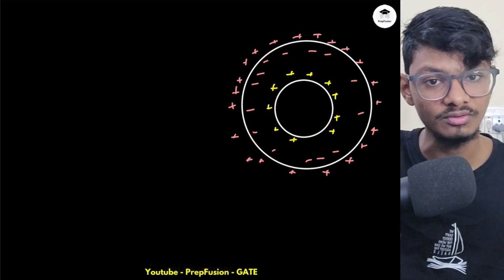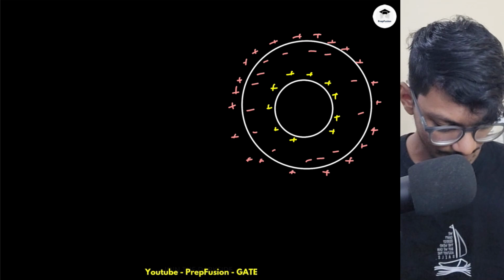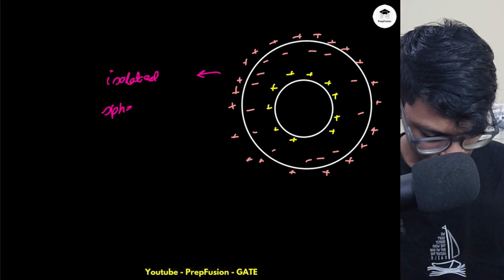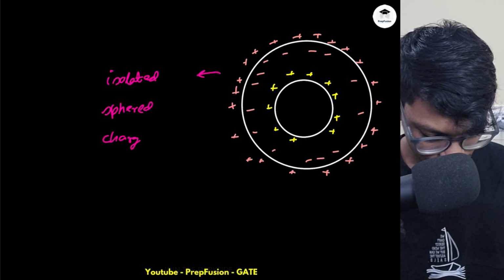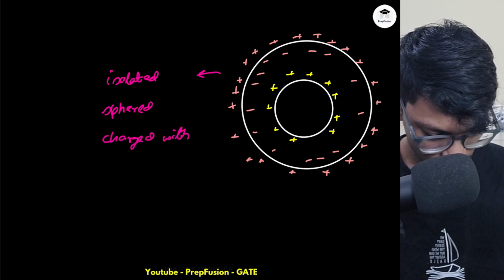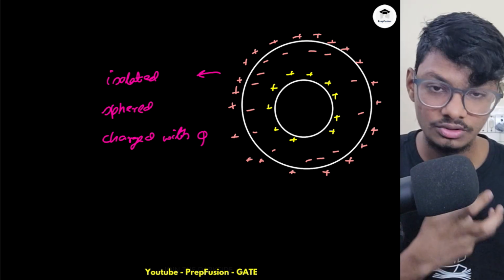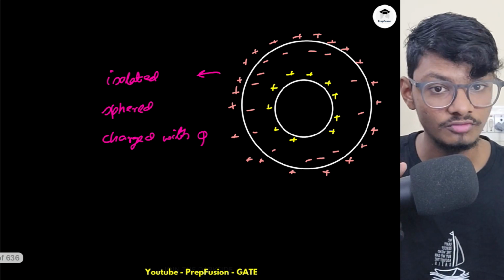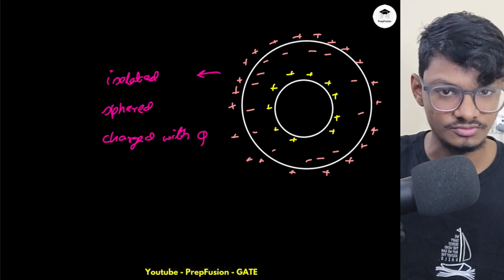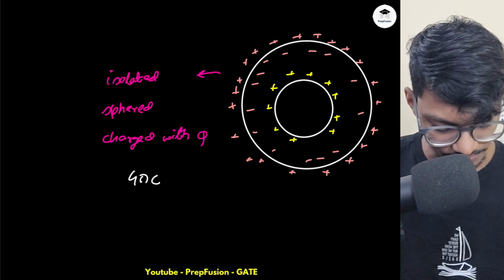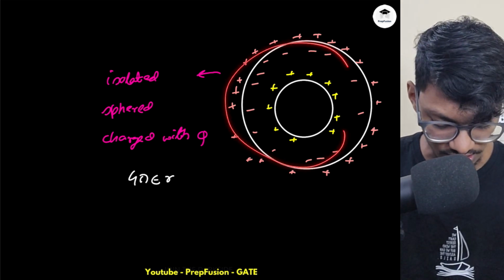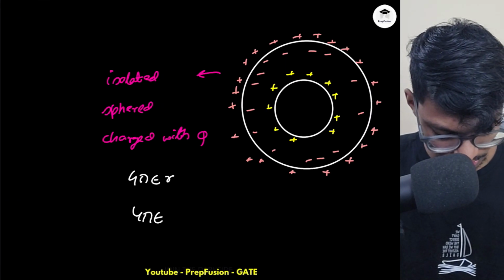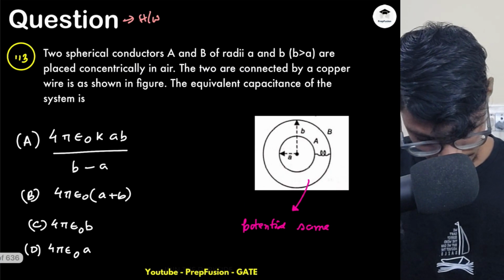But the outside, what is the outside? The outside is like an isolated sphere charged with Q. If it is an isolated sphere charged with Q, then simply this will be the formula of the capacitance for an isolated sphere. The formula was 4 pi epsilon r, and the radius for the outside is b, so it will be 4 pi epsilon b. So option C will be correct.